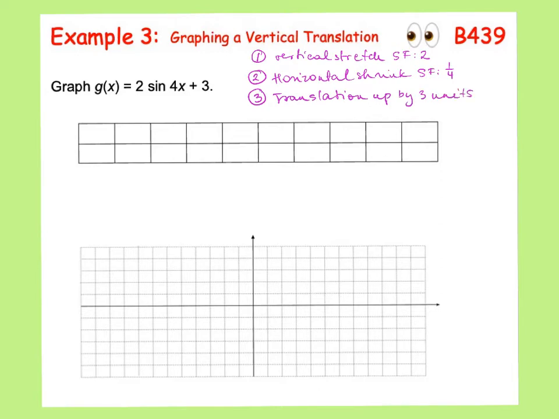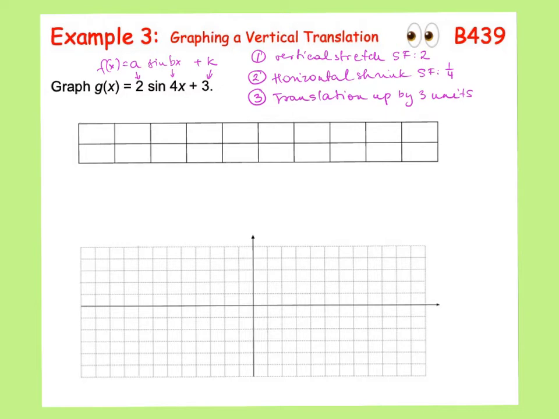So let us go ahead and write the equation here. So f of x is going to be a times sine b of x plus k. So k is our vertical translation, b is our horizontal stretch or shrink, in this case it's a shrink, and a is our vertical stretch or shrink, and in this case it's a stretch.